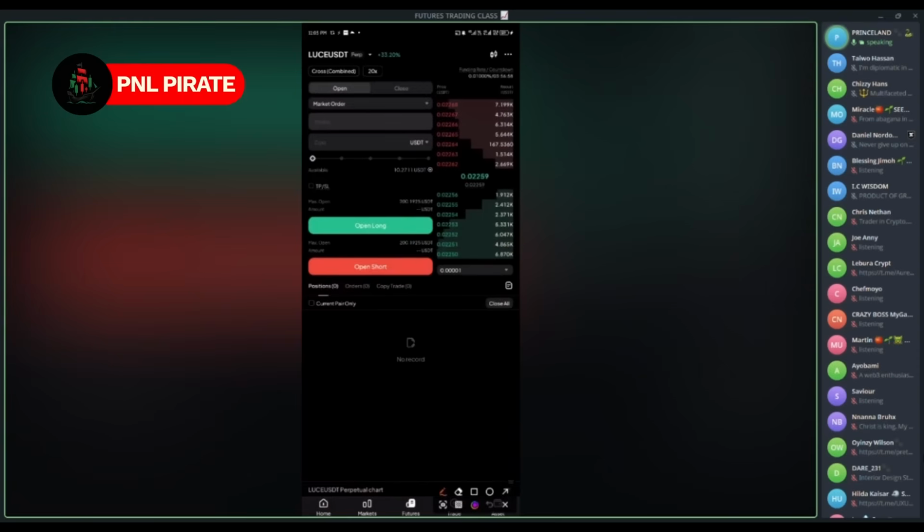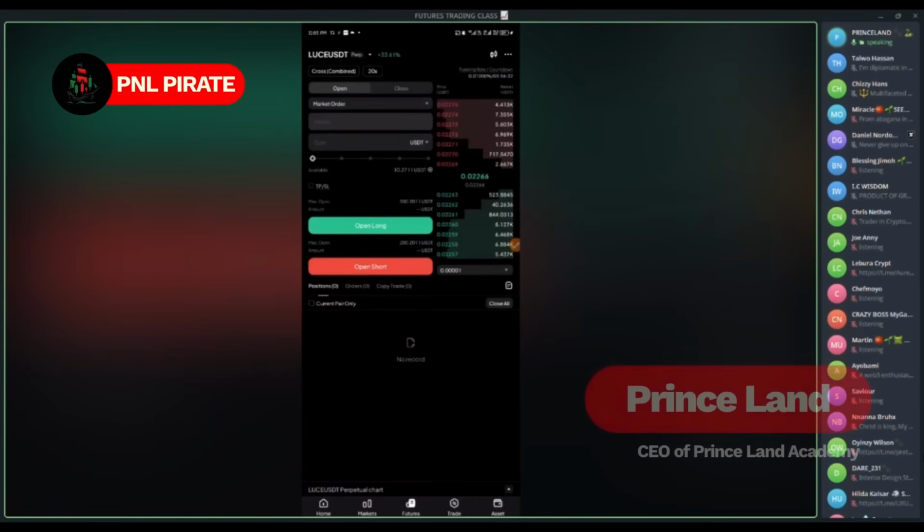Now remember, I told you open long, open short. This buy simply means to long a trade. The green is to long, while red is to short. Short simply means you are saying the price will come down, while long simply means you are saying the price will go up. It's as simple as that. So when I say short, long, you understand now. Open long, open short. It's very simple.